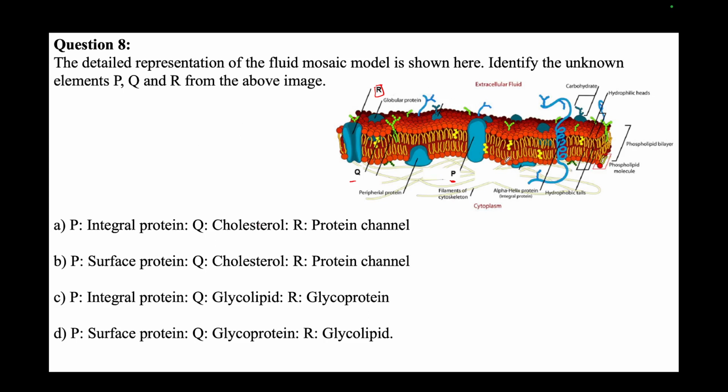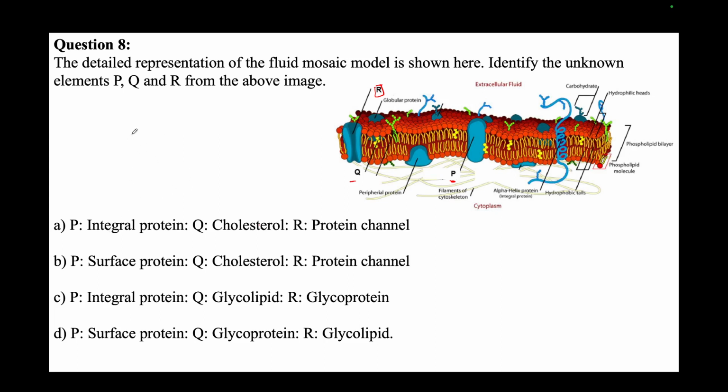So, what would be the correct answer with what is P? P here is, you can see it is embedded in the membrane. So, what did I tell you? What would be the correct answer? Come on. Come on, what would be the correct answer here? I told you already, if it is embedded in the membrane, it is called integral protein, right? So, P is integral protein.